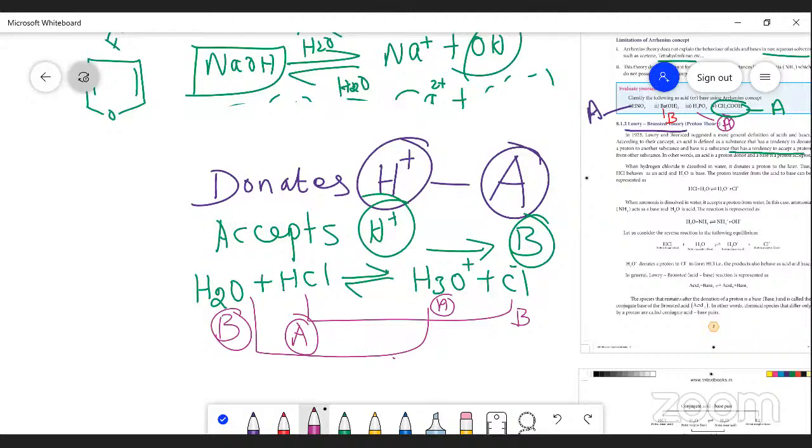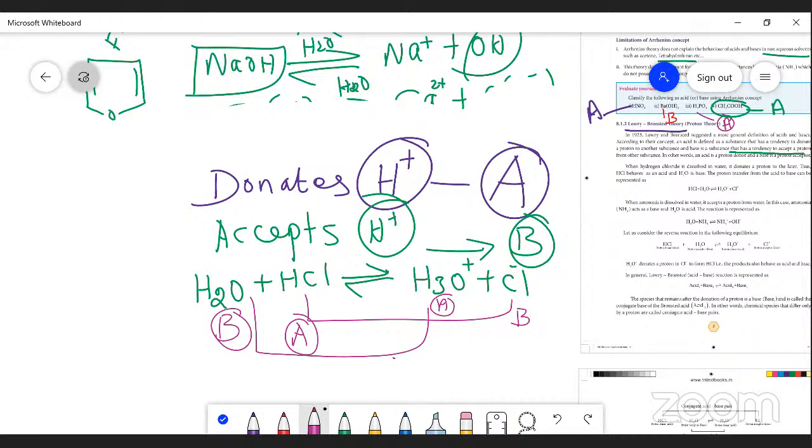See, this is an acid. Why is it called an acid? It releases the H plus ion. After releasing the H plus ion, it becomes Cl minus. This is called the conjugate base of the acid. Likewise, what is the base? Water is a base. Water is an amphoteric substance, as you know very well.